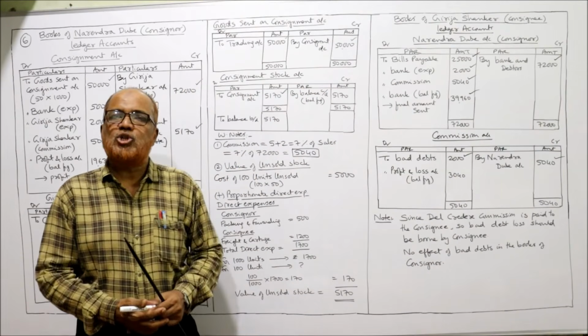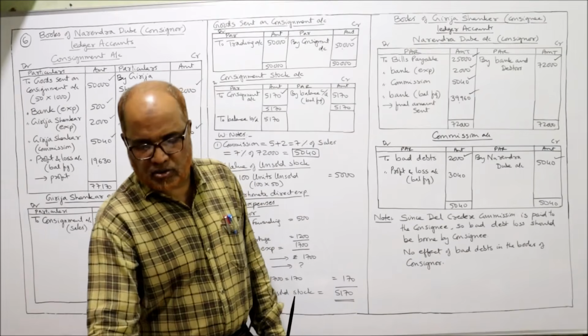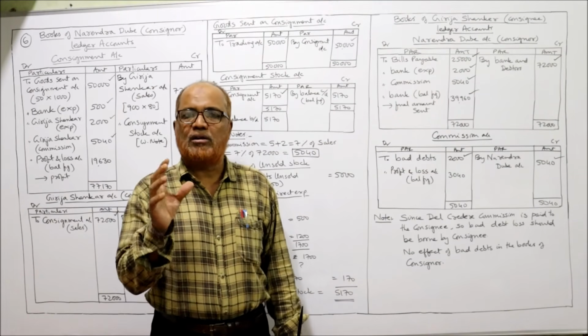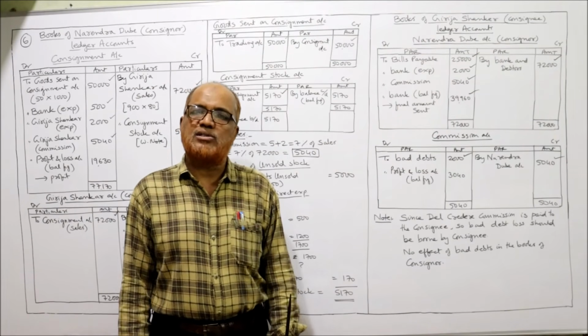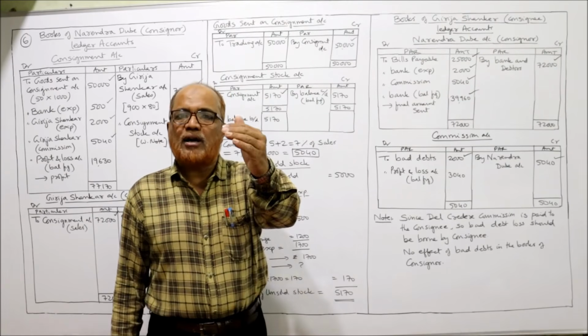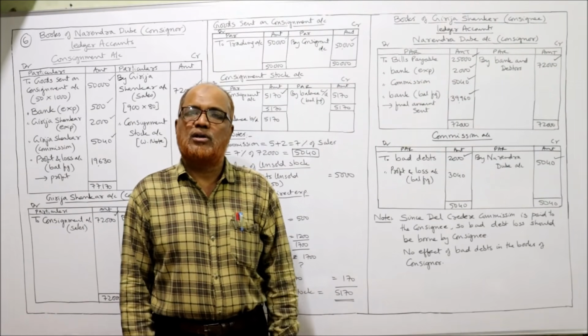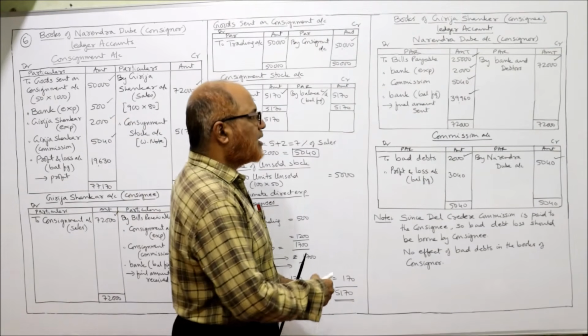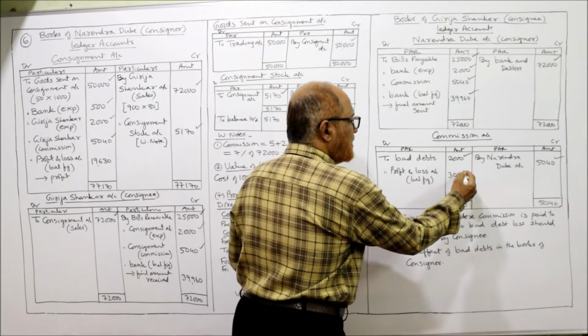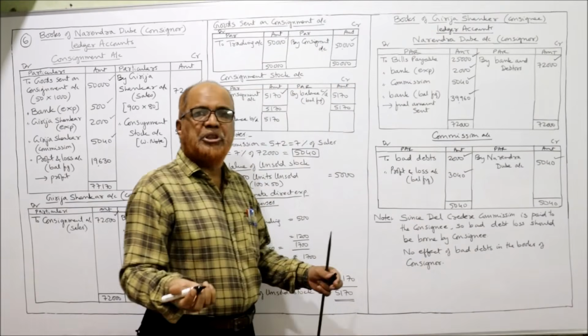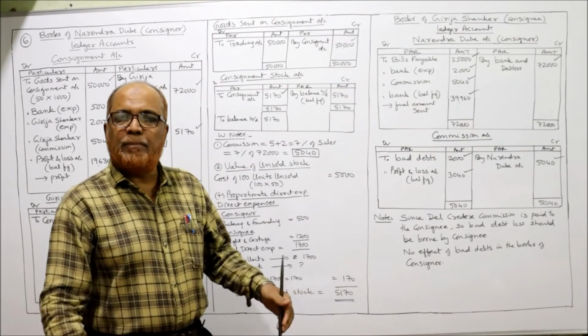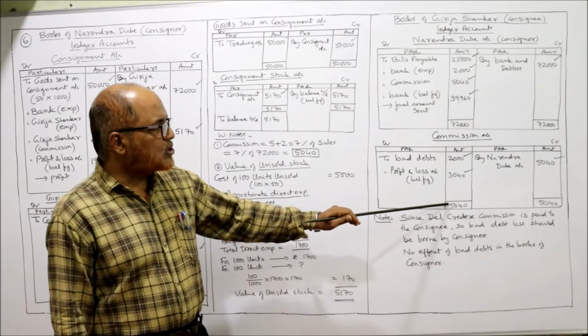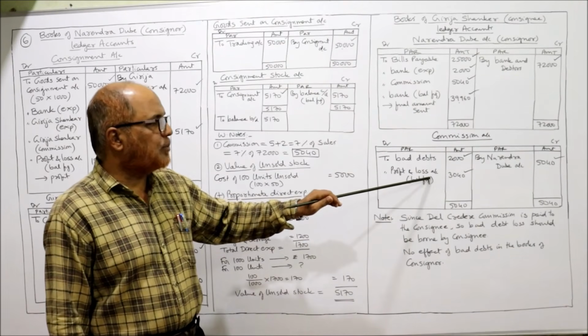Now remaining commission should be transferred to profit and loss account. Entry will be commission account debtor to profit and loss account. So commission account debit side to profit and loss account, balancing figure 3,040. That's all. Completed. So this account is closed. The balance is transferred to P&L account.